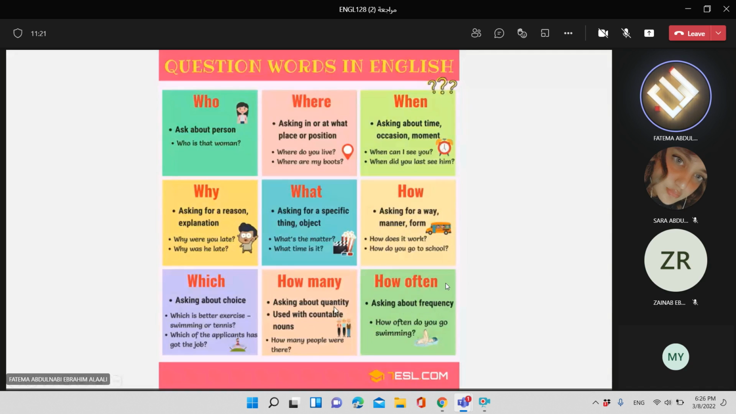Quantity. It is used with countable nouns, something we can count, like apples, chairs, tables, pens, pencils. But we cannot use how many for sugar or rice or water, which are uncountable nouns. How often, asking about frequency. How often do you go swimming? So these are the WH words that we use to form direct questions.